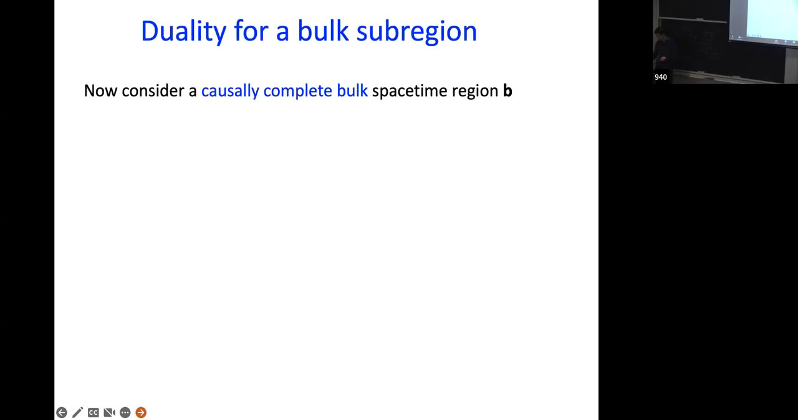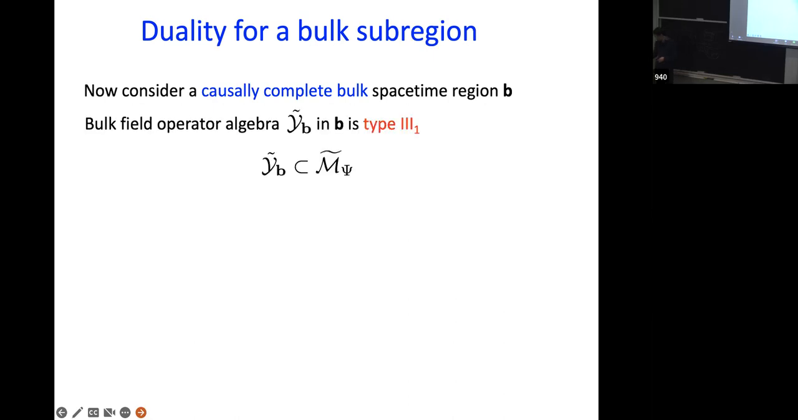For those who are interested, let me very quickly describe the basic idea. We can consider a causally complete bulk region, say B, in the G_Newton goes to zero limit, where I always consider the leading order. In this limit we can talk about the sharp region, and the gravity side reduces to leading order to quantum field theory in curved spacetime, where we can look at the bulk field operator algebra in that region.